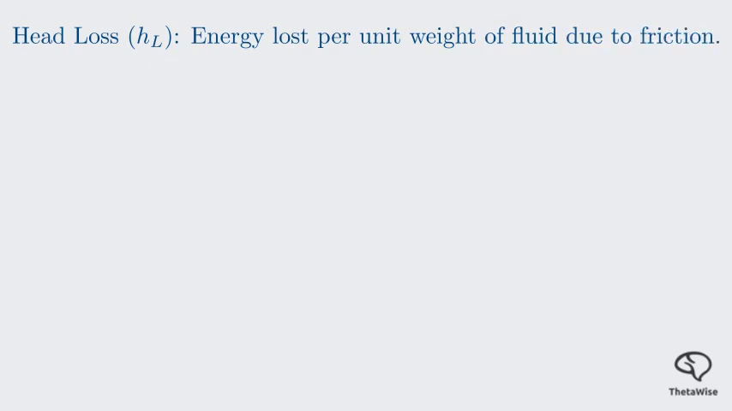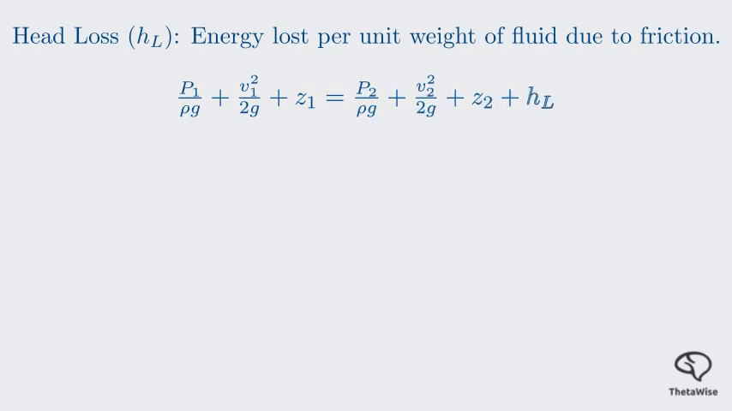We can modify the Bernoulli equation to include this head loss. The principle is that the energy at point 1 must equal the energy at point 2 plus any energy that was lost between the 2 points. So, our new equation becomes P1 over ρg plus V1 squared over 2g plus Z1 equals P2 over ρg plus V2 squared over 2g plus Z2 plus the head loss HL.